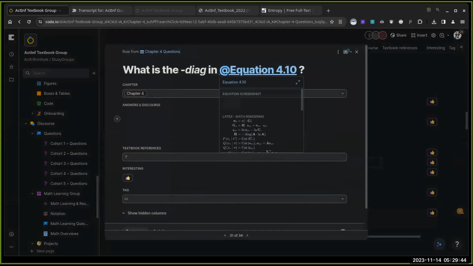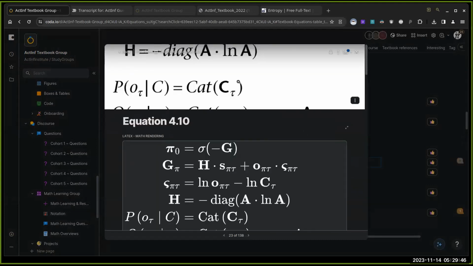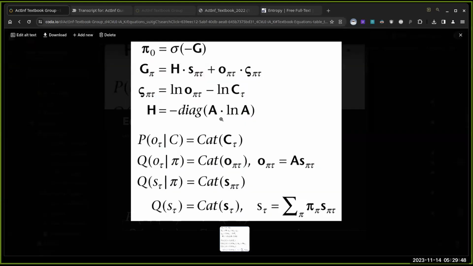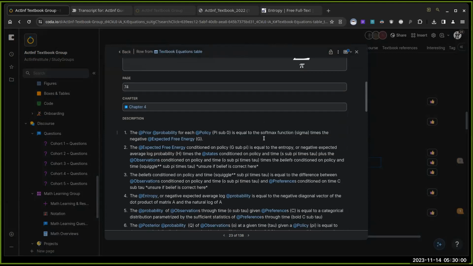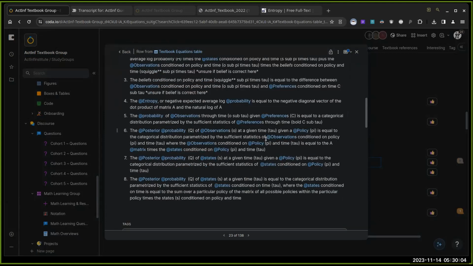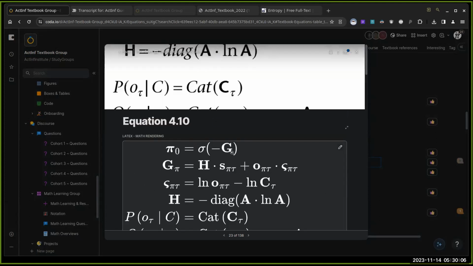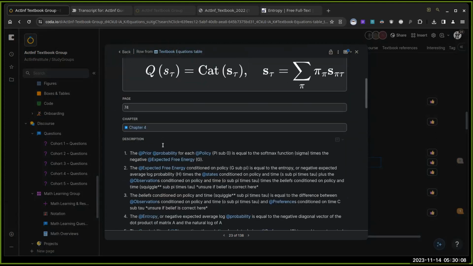What's the negative diag in equation 10? I think it's an identity or a matrix diagonalization. Let's see what we wrote for line 4.